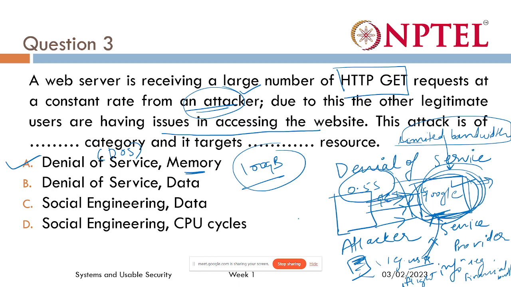So the access of a legitimate user is blocked, and he cannot access the data or the server at that point of time. Why? Because the entire bandwidth memory of the server was occupied. Hence, this is known as the denial of service attack, and it targets the memory resource. Had there been multiple attackers, it would refer to the distributed denial of service attack. So, is it clear to all why denial of service and why memory is getting exploited in this case?